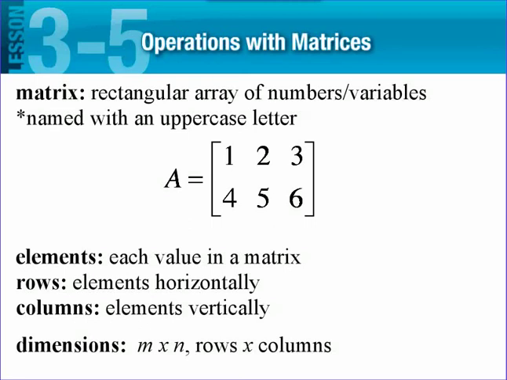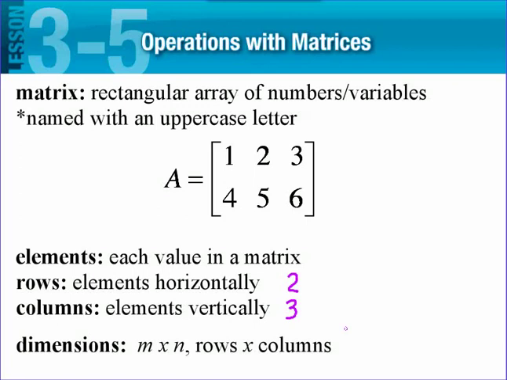Now we're going to get into something you guys have learned in Microsoft Excel, rows. The rows are the elements that are horizontal. As you're looking at this matrix, how many rows are there? 2. Good. How many columns? The columns are the elements vertically. How many columns are there? 3. Good.